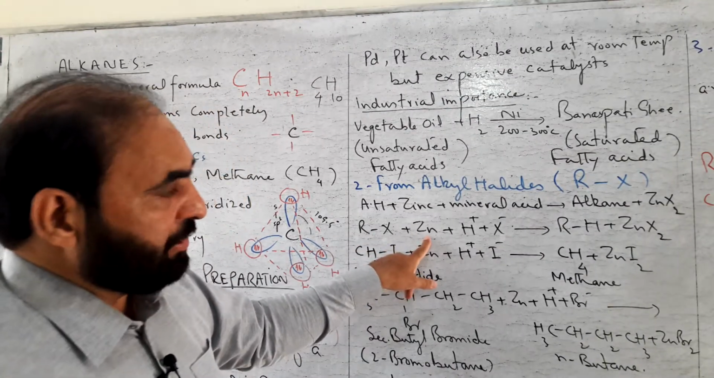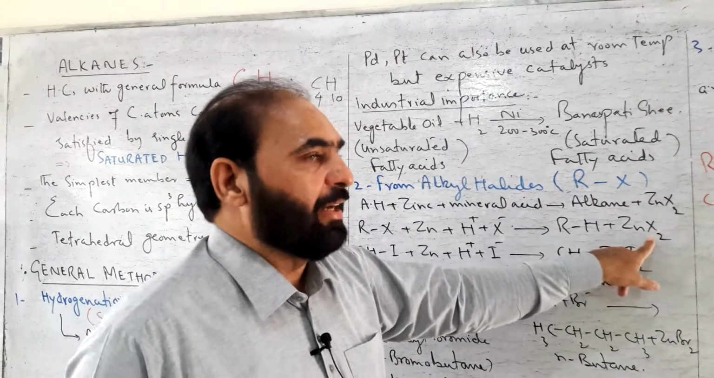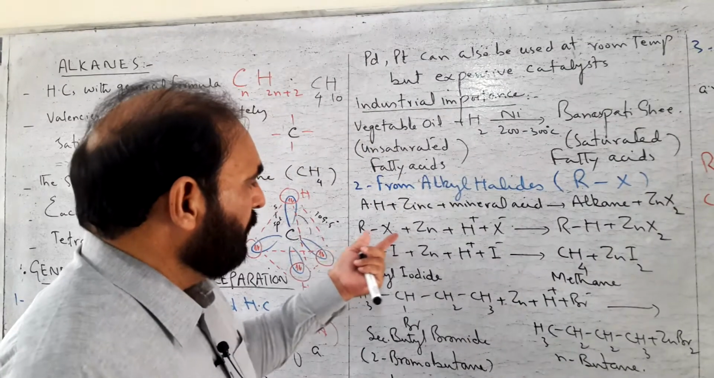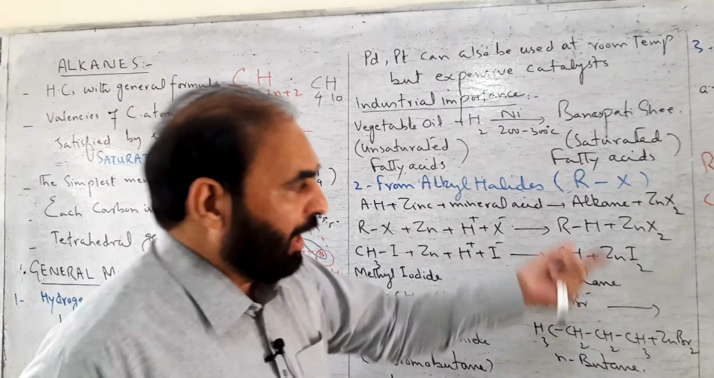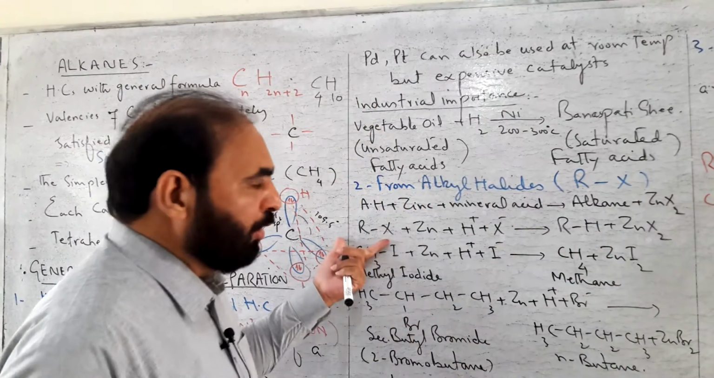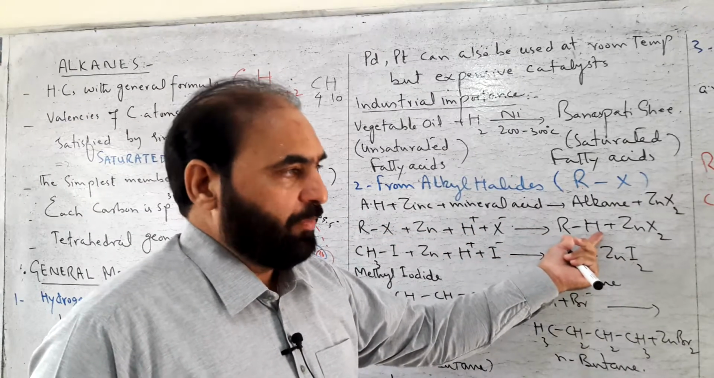Zinc is changed to zinc halide. This is an oxidation reduction method. Zinc is oxidized to zinc ion and is changed to zinc halide, and the alkyl group is reduced to alkane RH.